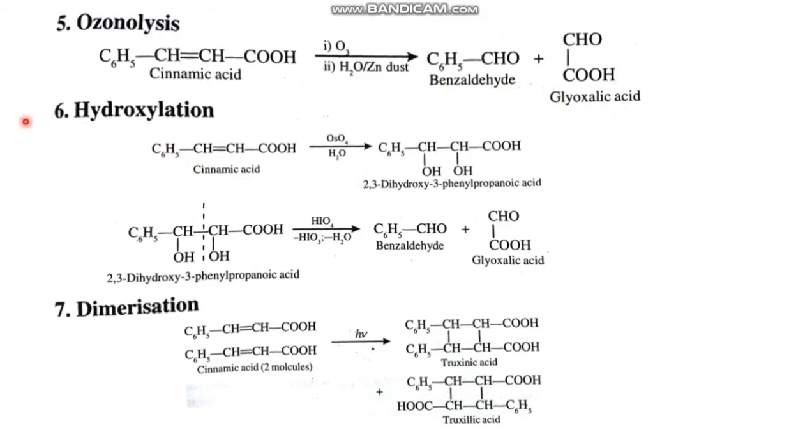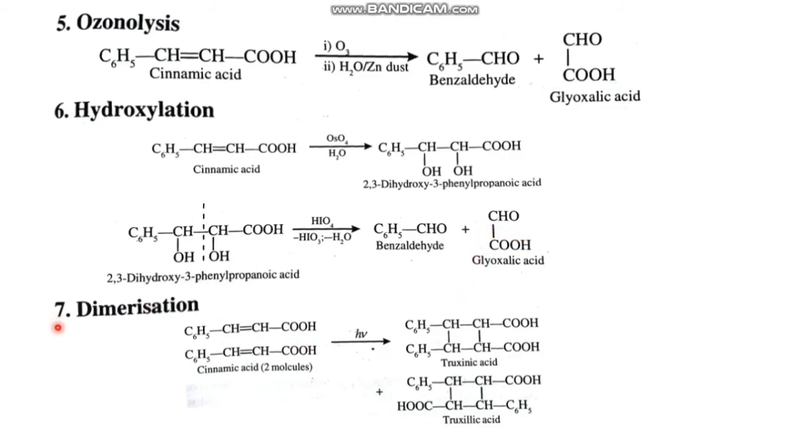The next one, hydroxylation. Hydroxylation of cinnamic acid with OsO4, that is osmium tetroxide, yields 2,3-dihydroxy 3-phenyl propanoic acid. This dihydroxy compound, on cleavage by periodic acid, that is HIO4, will give benzaldehyde and glyoxalic acid.